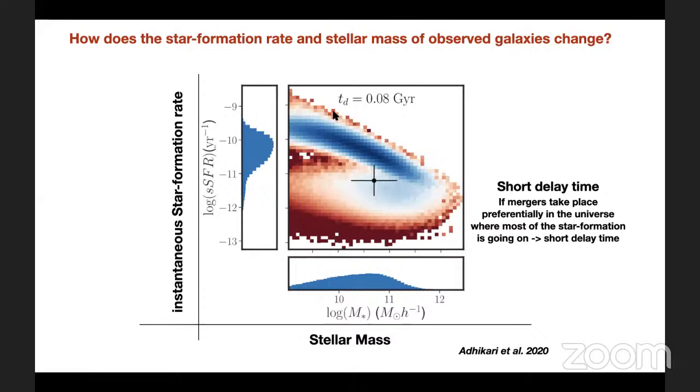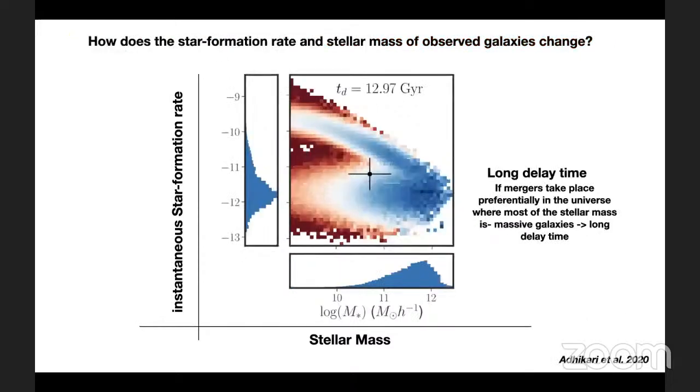If the underlying model of mergers has very short delay times, most of your mergers would be happening in galaxies lying in this star forming wing. And if you had really long delay times, you would have most of your mergers happening in high stellar mass galaxies with low star formation rates.